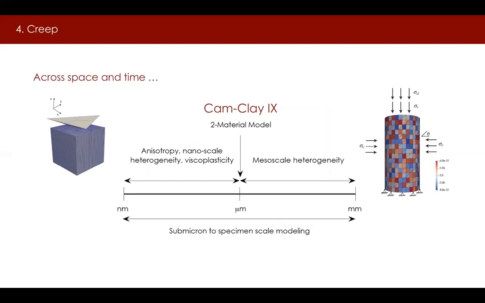Our approach is to bridge the nanoscale creep and the millimeter scale creep through a two-material constitutive framework called CamClay-9. CamClay-9 is a mesoscale model, herein understood to be the micrometer scale. Since nanometers and millimeters are 6 orders of magnitude apart on the metric scale, we need a model that lies in between these two endpoints. Otherwise, the jump from nano to milli would be too drastic.